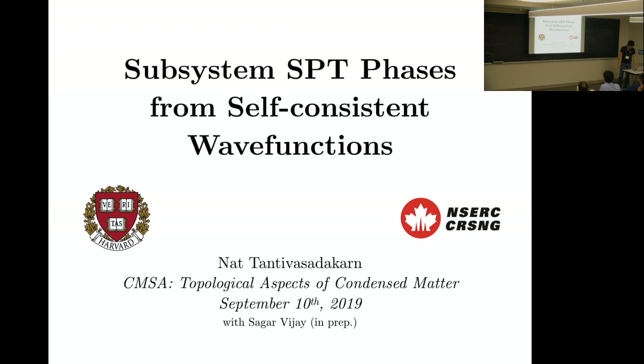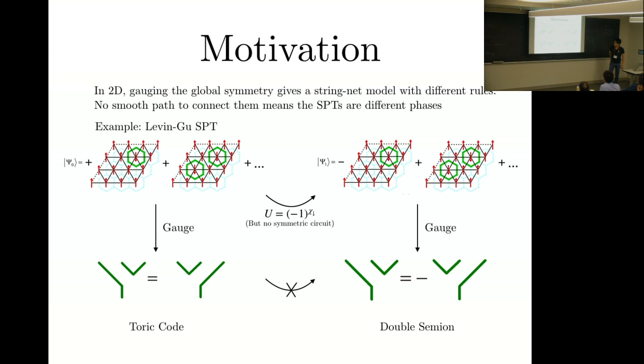So the motivation, which is sort of canonical by now, when we study SPTs, for example in 2D, is that usually when we have an SPT, we can consider gauging the global symmetry. The example is the Levin-Gu SPT. I gauge the symmetry, and they give rise to two different string-net models. One is the toric code, and this Levin-Gu SPT gauges to the double semion model.